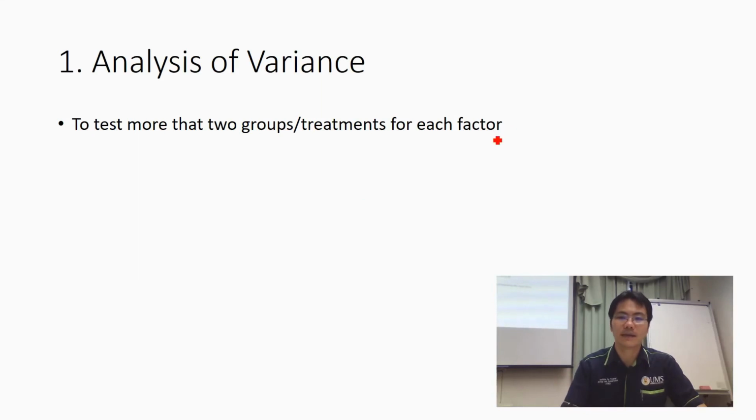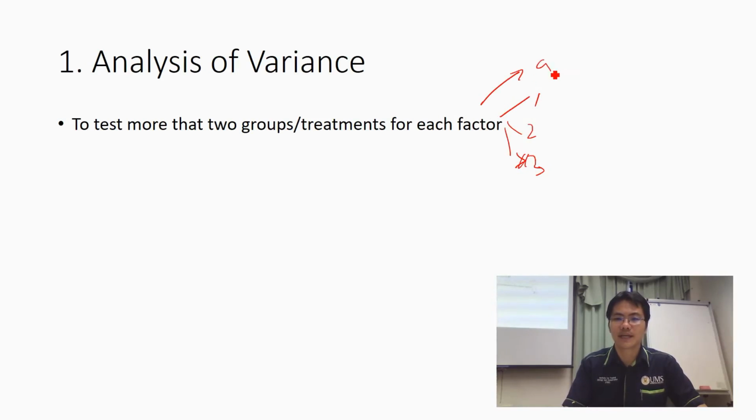So the factor can be one factor, can be two factors, can be more than two factors. Okay. If you have one factor, we call it one-way ANOVA. If you have two factors, we call it two-way ANOVA. If you have three factors, we call it three-way ANOVA. Okay. So for example, factor.